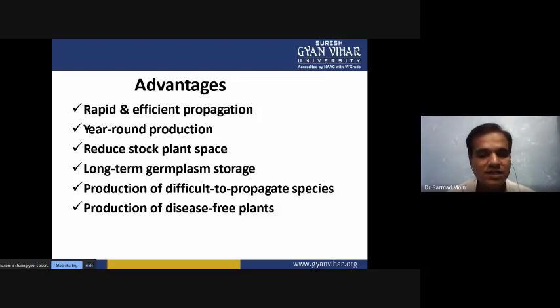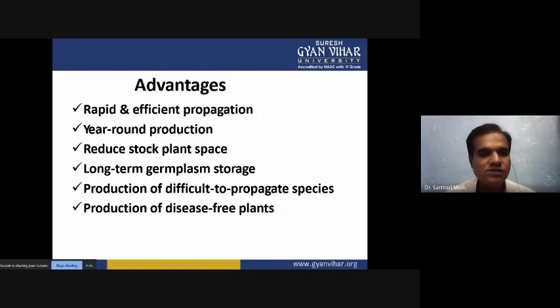So these medicinal or difficult-to-propagate species you can propagate inside laboratory conditions, and whenever there is demand in the market you can produce them, since you have stored germplasm. So you take the germplasm from the germplasm conservation and just put that plant material into fresh media.